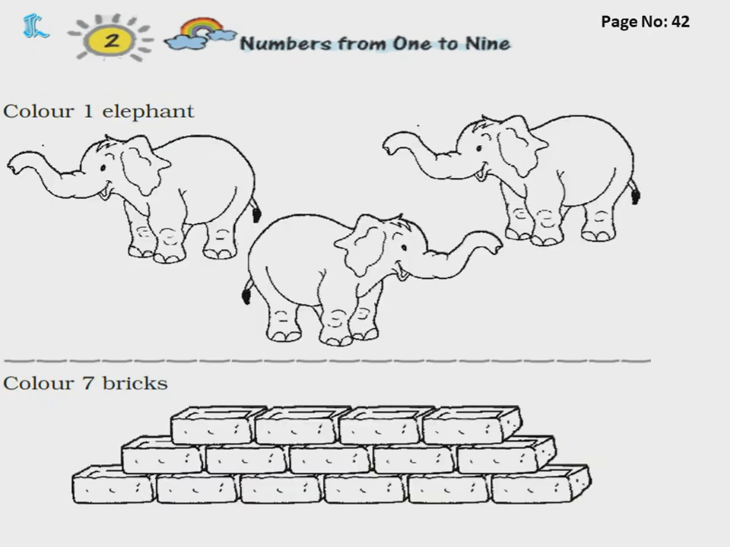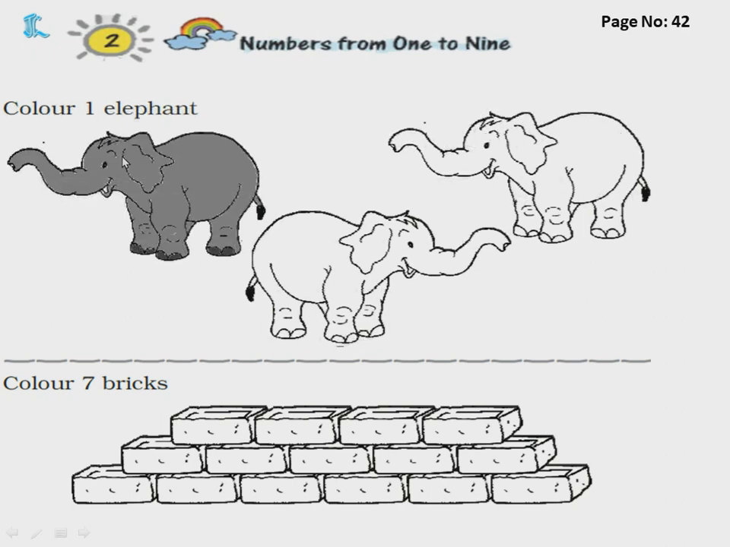Next. Page number 42. Color 1 elephant. How many are there here? First see that 1, 2, 3 are there. How many you have to color? 1. So 1 elephant I will color it.